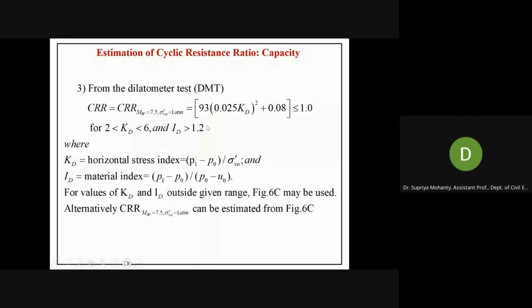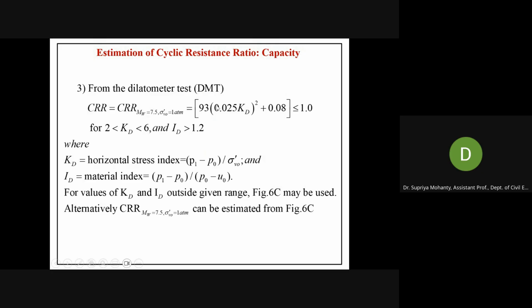CS is related to the sampler, R stands for rod length, B stands for your borehole diameter. Normally 65 to 115 mm is recommended, and for that it is 1. If you have a different borehole diameter, the appropriate correction factor value you can take. Similarly, depending on the type of hammer, you can use this energy ratio correction factor. Next, the third method is based on DMT, CRR 7.5 calculation based on the dilatometer test.